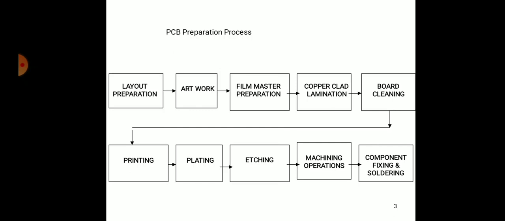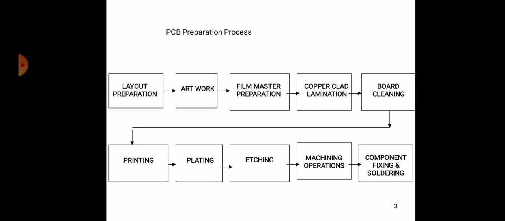You see, the block diagram states that first we have the layout preparation. Whenever you want to design a PCB, you develop the layout first. The circuit layout we need to prepare. After preparing, the layout is converted into the artwork, as we already discussed. In the artwork there are different methods. From the artwork it is converted into the film master preparation.